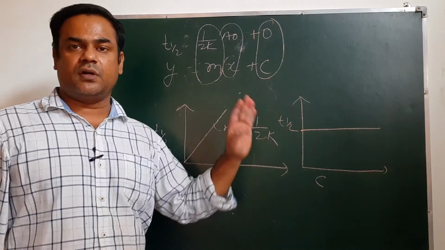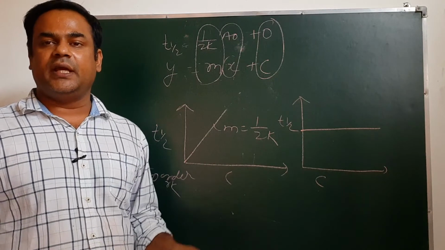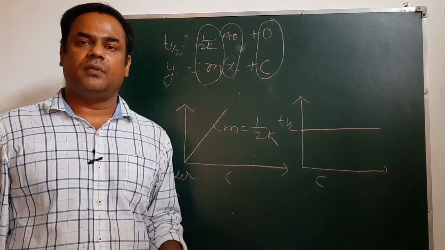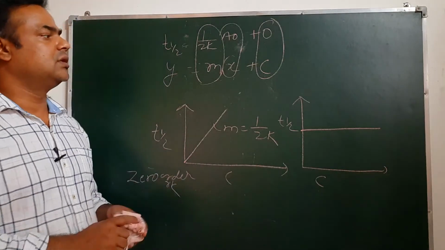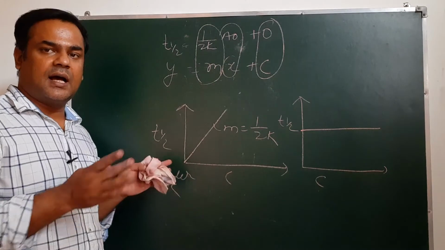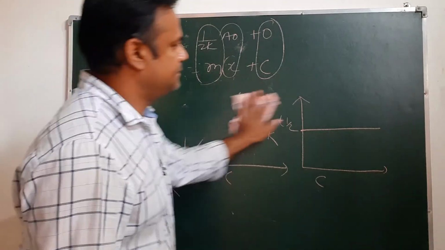But in case of first order reaction, it is independent of concentration. No matter whether we take 1 microgram or 1 ton, half life will remain the same. It is independent of concentration. So this was the relation of concentration and half life in both zero order and first order reactions.